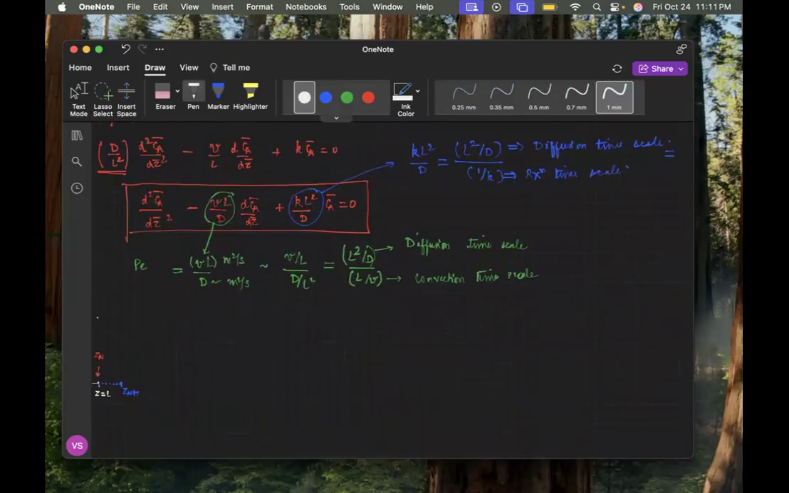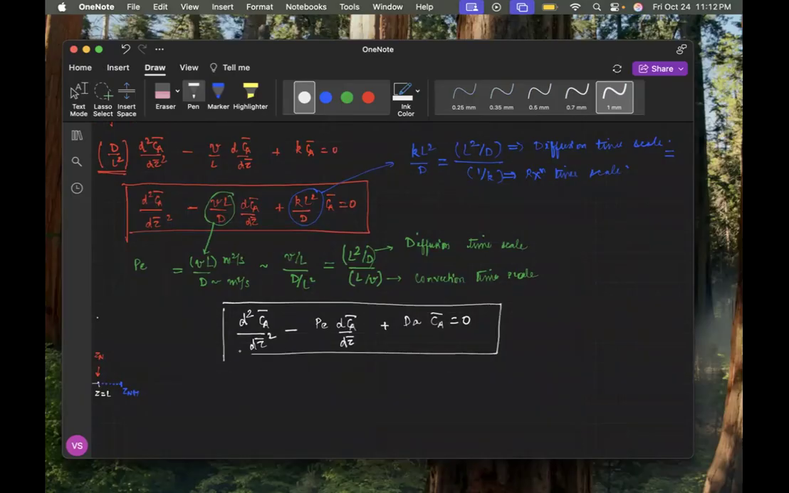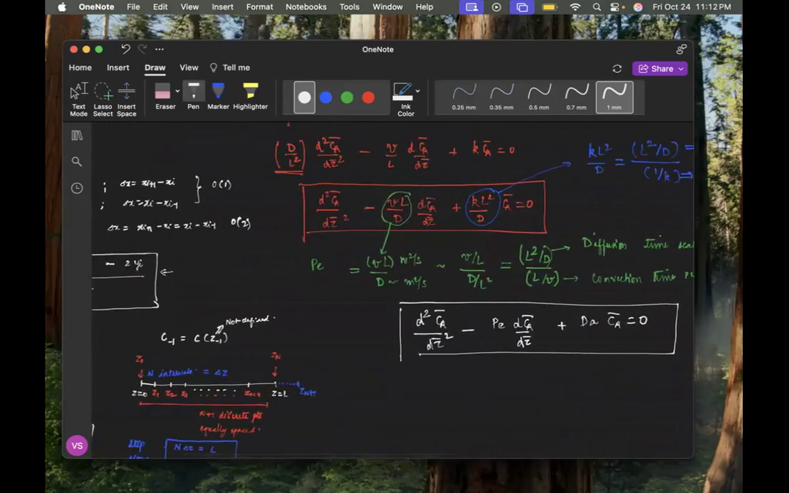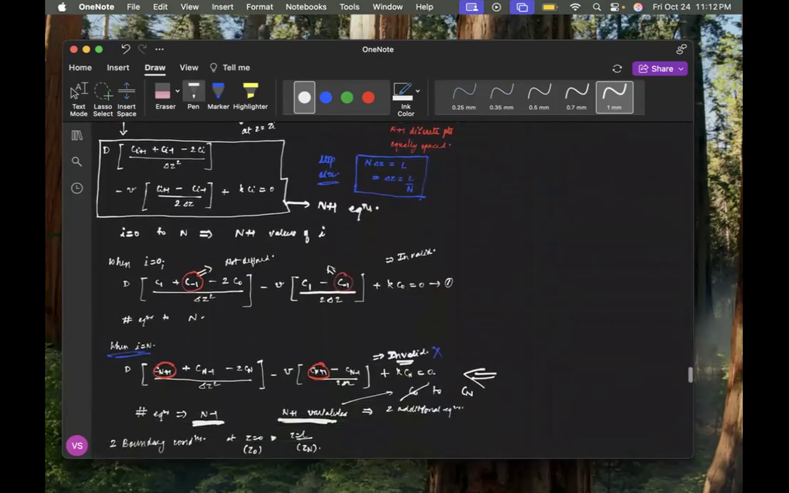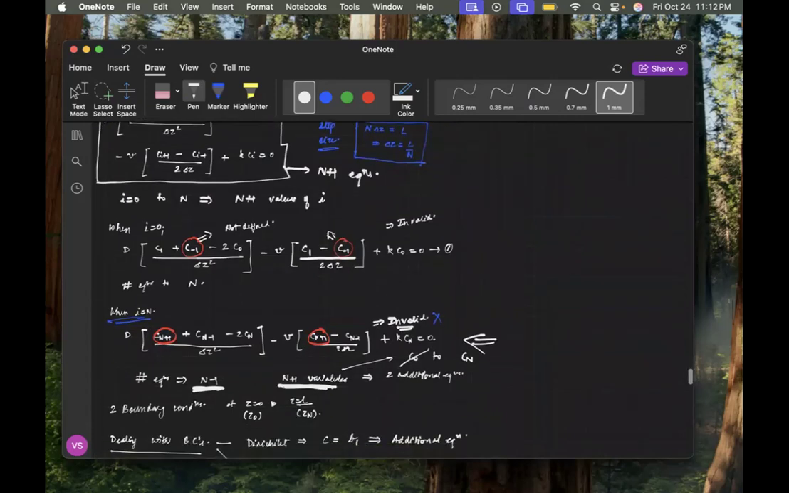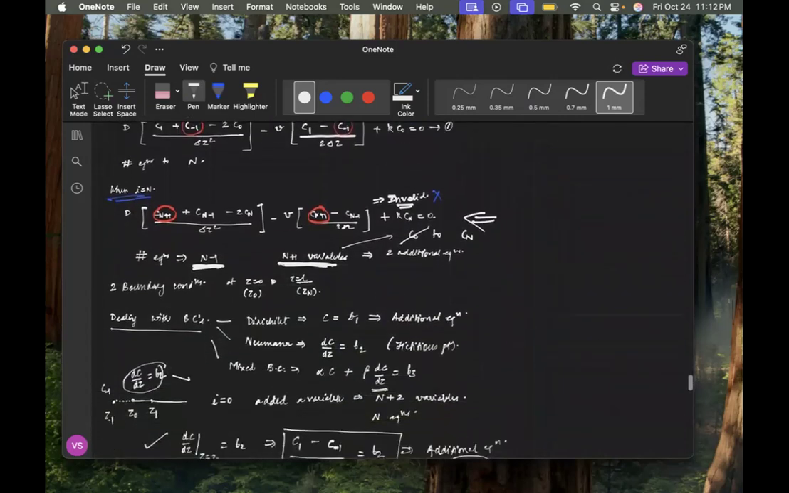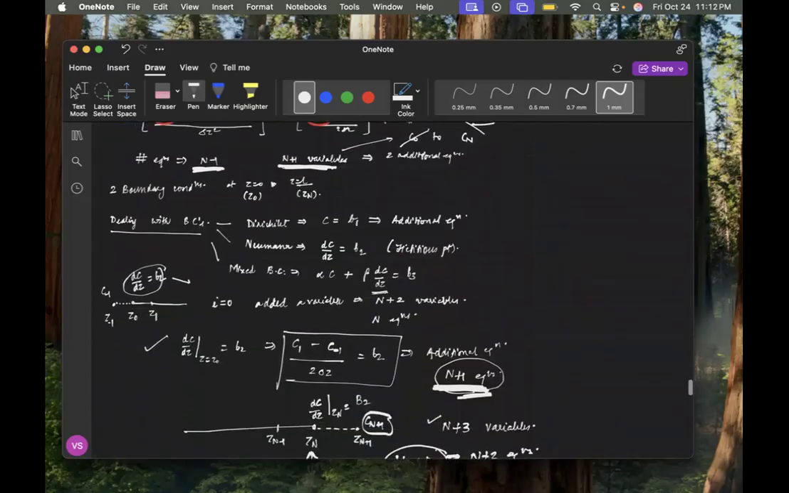So finally now we can write the equation as d squared Ca bar by dz bar squared minus Peclet number times dCa bar by dz bar plus Damkohler number times Ca bar is equal to 0, right? So that became our equation. Now when we formulated the matrix, we had all of these terms. So let's just try to see which term really needs to be changed.